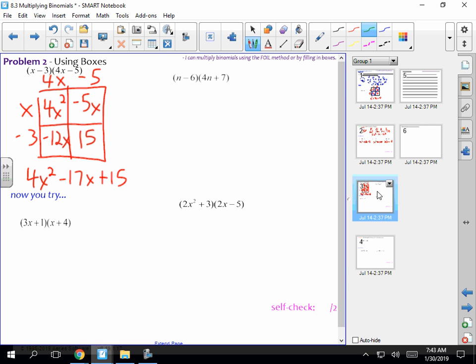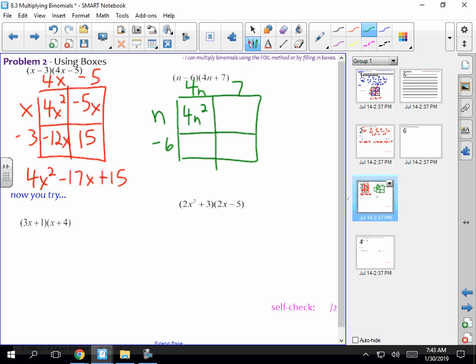The second one here, same thing. We're going to label the sides and the top. I have n minus 6, 4n plus 7. So the top left corner, 4n times n, would be 4n squared. N times 7 is 7n. 4n times negative 6 is negative 24n. And negative 6 times 7 is negative 42. Once again, you can combine these like terms, leaving us with the quadratic trinomial 4n squared minus 17n minus 42.